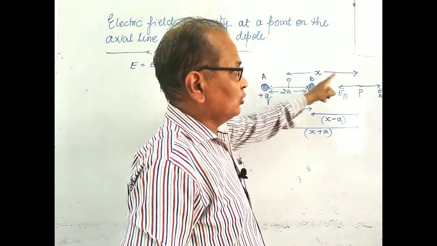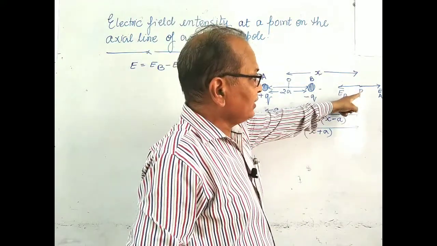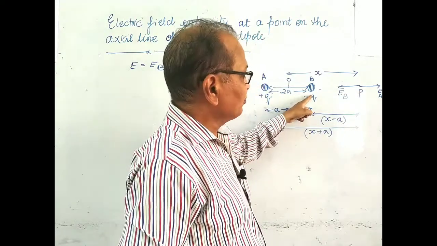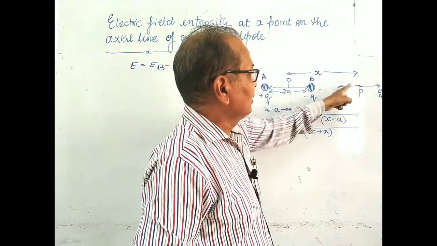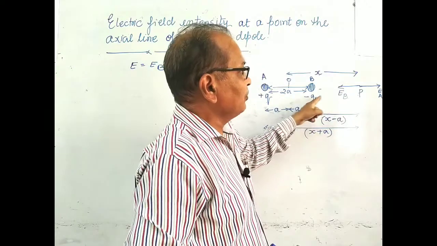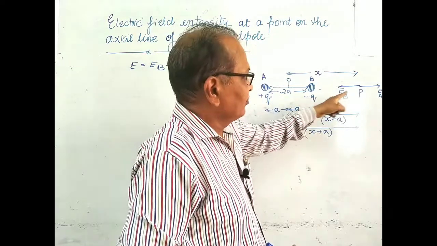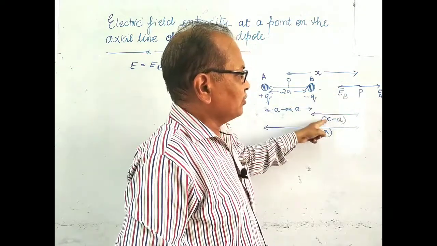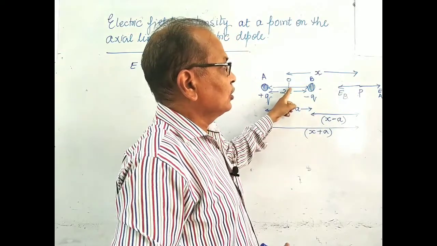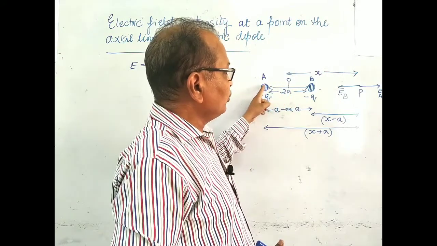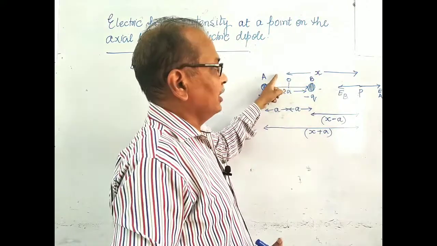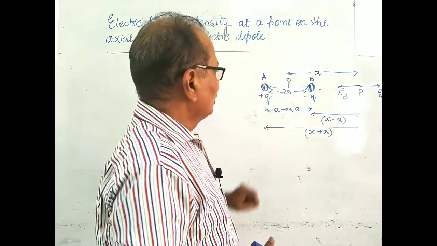From the center to the point P. Now what is the distance between P and B, the minus q charge? Here to here it is x, here to here it is a. Therefore this distance will be x minus a. This distance is x minus a, and here to here is x. Now if you want to find the distance from A to P, it will be x plus a.